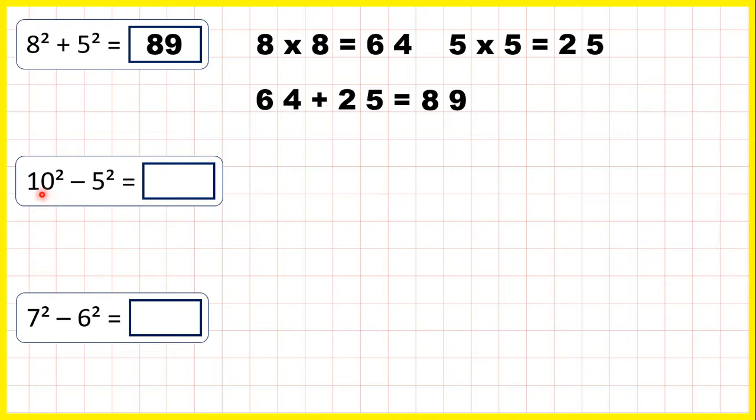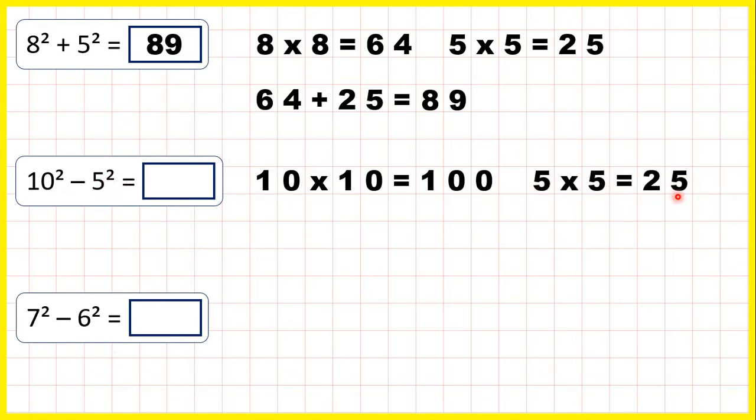Now we've got 10 squared minus 5 squared. 10 squared means 10 times 10, which is 100, and 5 squared means 5 times 5, which is 25. So we've done the squaring first, so we have 100, which is 10 squared, minus 25, which is 5 squared. That's 75, so that's our answer.